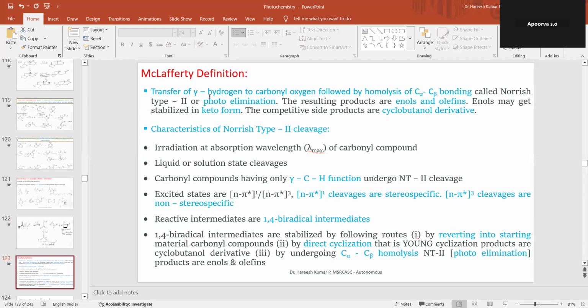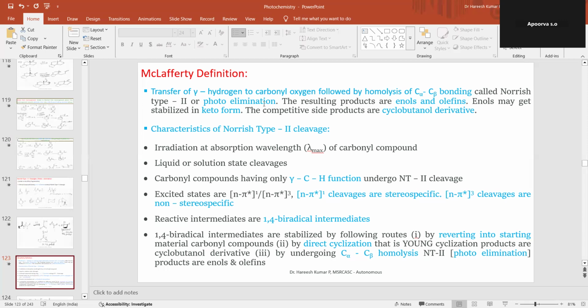McLafferty means it's the McLafferty definition. Since the McLafferty definition is similar to the Norrish type II reaction, we can also take it as a definition for Norrish type II reactions. It is the transfer of gamma hydrogen to a carbonyl oxygen followed by homolysis, which means cleavage of a sigma bond. It means that the gamma hydrogen is transferred to the carbonyl oxygen followed by homolysis of the C alpha-C beta bond, and this type of reaction is called a Norrish type II reaction.